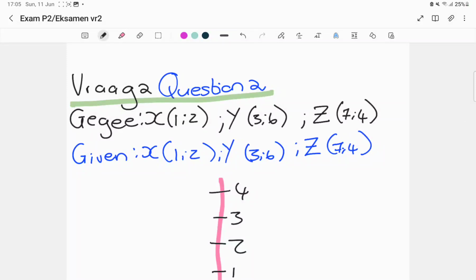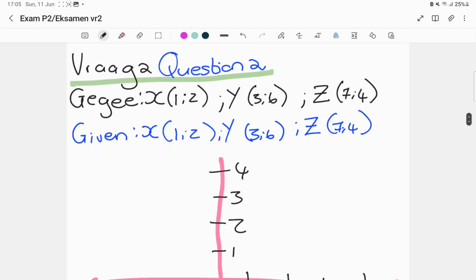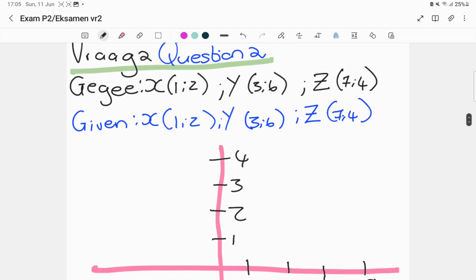Alright, in part 2, let's have a look at another type of analytical question. The previous question was all about quadrilaterals. Now this question is going to be about analytical geometry, but in terms of a triangle.